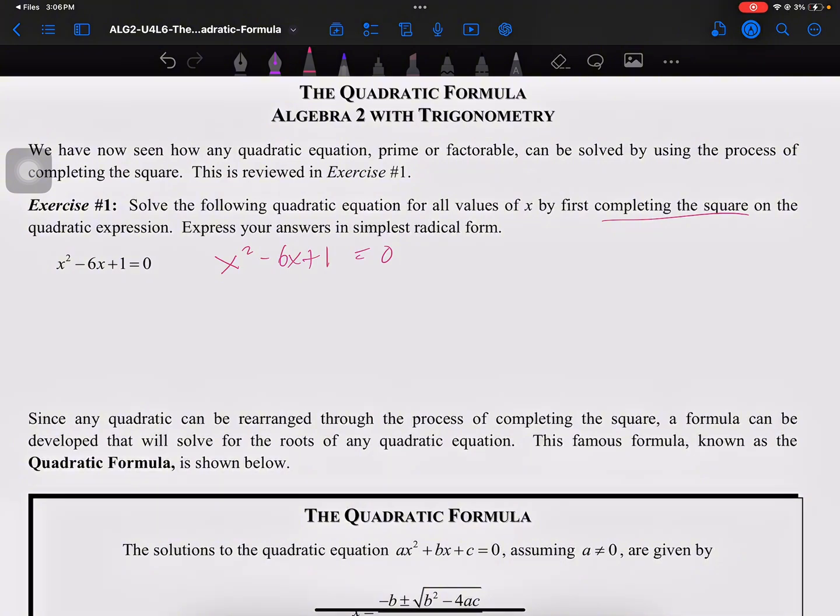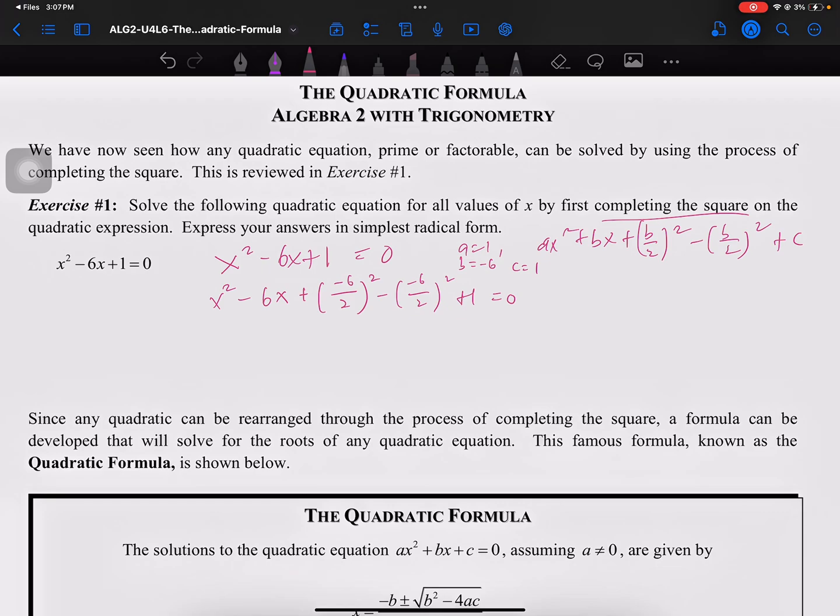So we will work on x squared minus 6x. Our formula will be a(x squared plus bx plus (b over 2) squared) minus (b over 2) squared plus c. Now b is negative 6 over 2. So a is 1, b is negative 6, c is 1. Then (x plus negative 6 over 2) squared minus (negative 6 over 2) squared plus 1 equals 0.